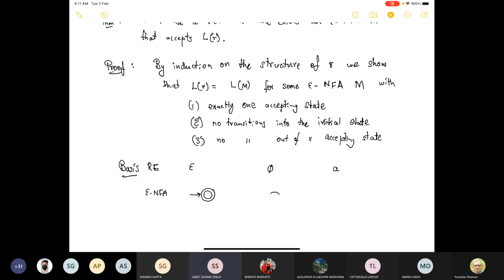Only the initial state, no final state. Right. But it should be having exactly one accepting state, no, sir. Okay. You're right. So it's clear, right? Yes, sir. All these three properties are satisfied.